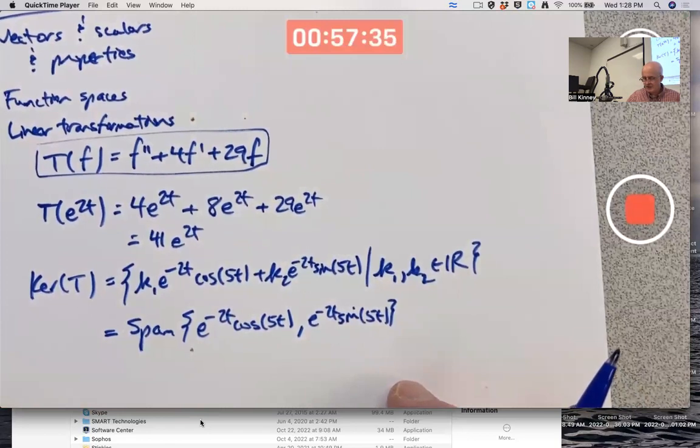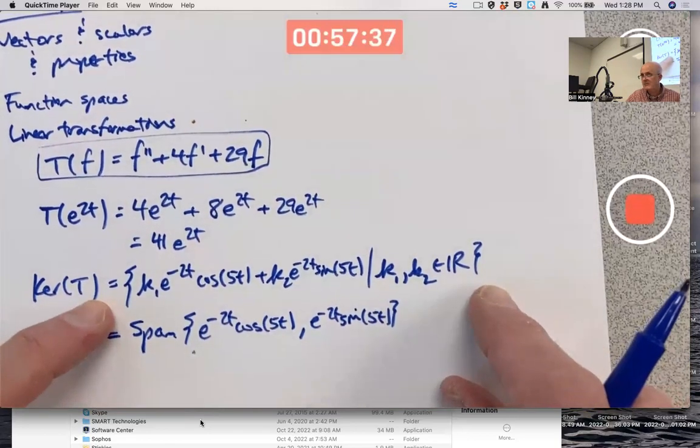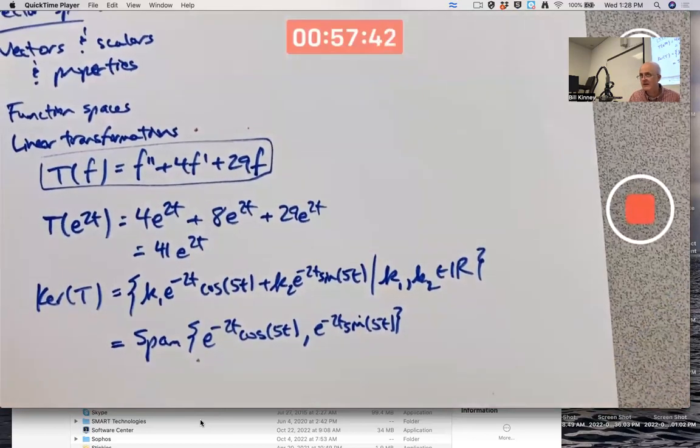When we write down a general solution, we don't typically write it as a kernel. I'm just doing it here to relate it to these ideas from vector space theory.